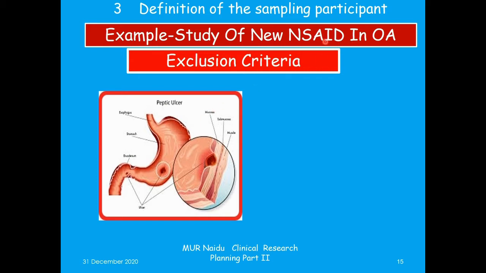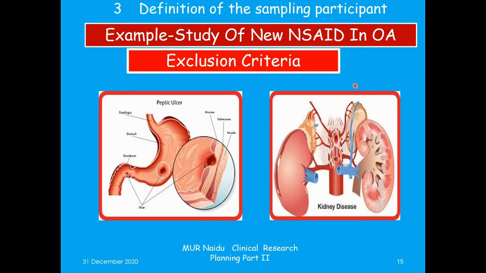Secondly, non-steroidal anti-inflammatory drugs are also known to cause renal impairment, so patients with a history of renal impairment or an increase in serum creatinine or blood urea should also not be included. So the presence of peptic ulcer, gastritis or renal impairment now becomes the exclusion criteria. This way, somebody has to define clearly the inclusion and exclusion criteria in any clinical study.